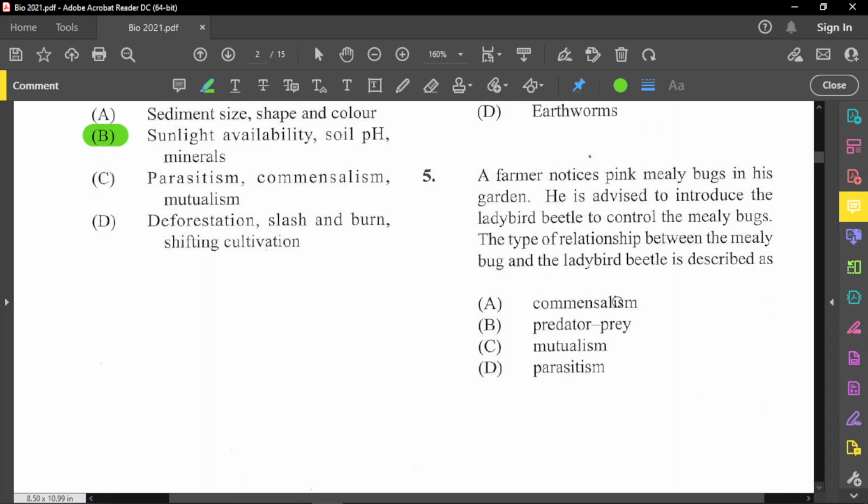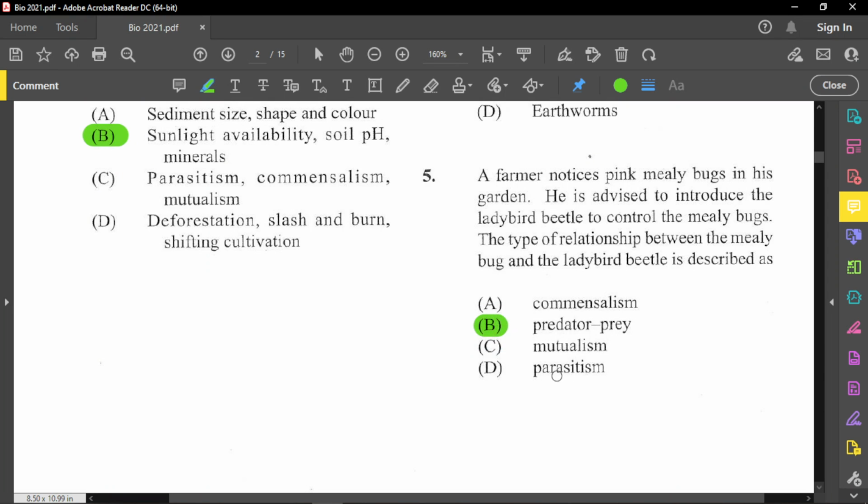And so that is not true for that. But B is saying predator-prey relationship, and that is definitely true because one will eat the other. And so B seems good. Look at C, it's a mutualism, and mutualism is when both of them are benefiting, and that is not happening in that case because the ladybird beetle will definitely eat the pink mealybug. All right, so the predator in this case will be the ladybird beetle, and the prey will definitely be the mealybug. All right, so B is good for this question.